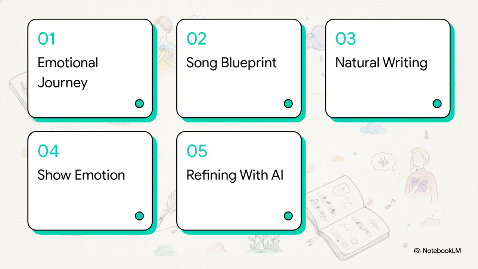We've got 5 main stops. First, the song's emotional journey. Second, the blueprint of a song. Third, write like people actually talk. Fourth, show emotions, don't explain them. And finally, number 5, refining with AI partners.